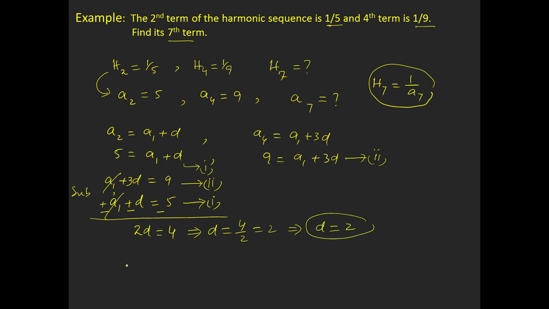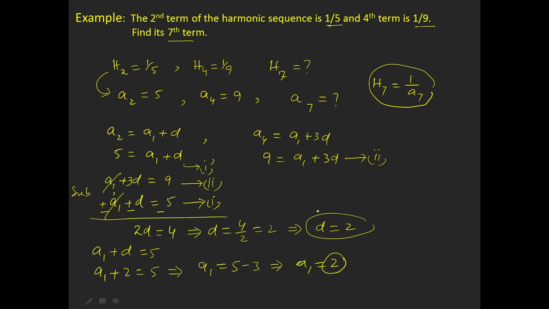d is 2. Putting this d equal to 2 in one of these equations. The simplest one is a1 plus d is equal to 5, equation number 1. Putting the value of d over here, what is d? d is 2. So this means a1 is equal to 5 minus 3, and this means a1 is equal to 2. So this is the value of a1.